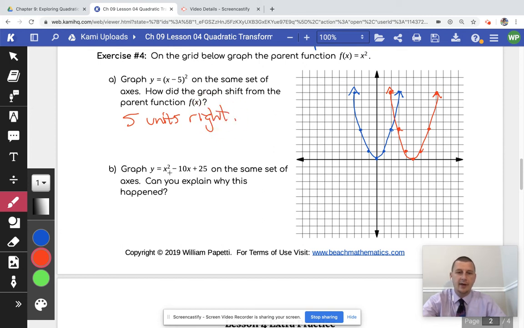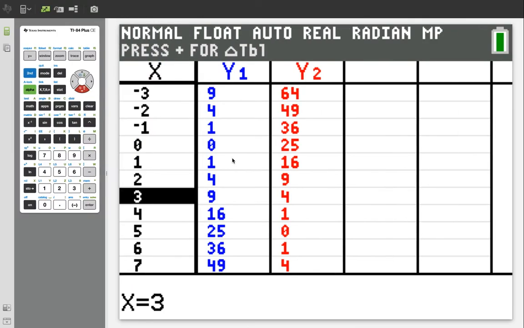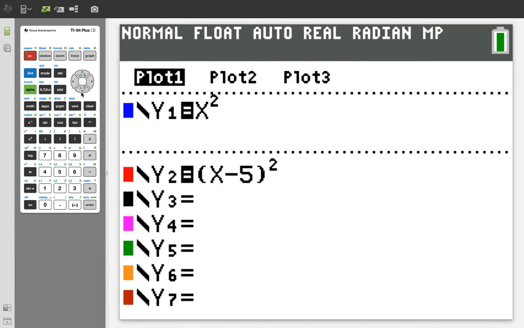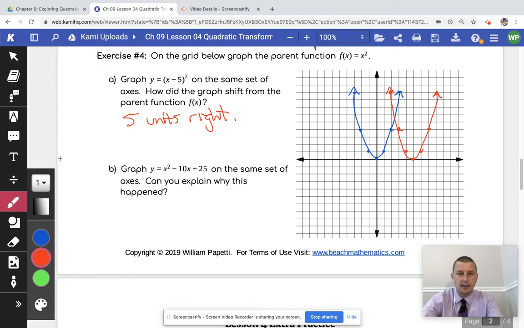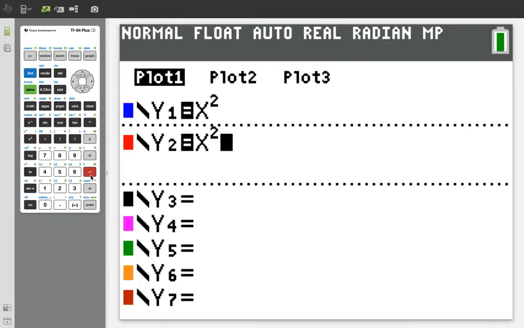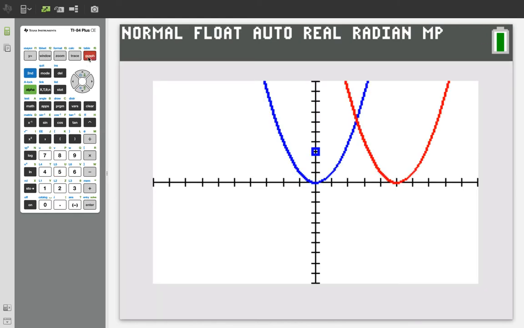Now we want to graph x squared minus 10x plus 25 on the same set of axes, and we're going to explain why it happened. So let's go to our y equals. Let's take out this right here, and we're going to type in x squared minus 10x plus 25. And we're going to graph that now. It's going to look like something like, okay, that.